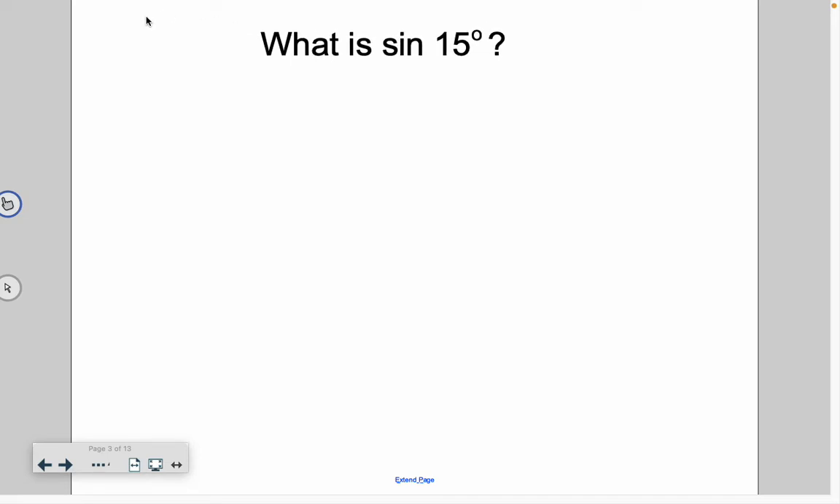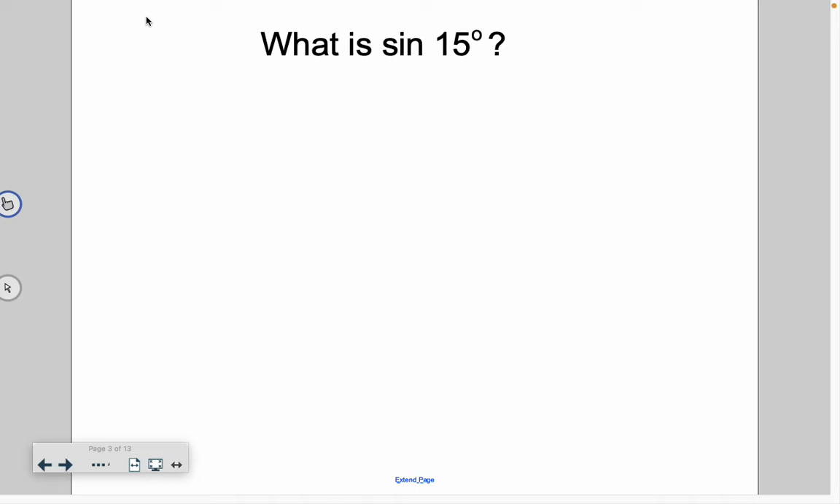What is the sine of 15 degrees? And we're going to get an answer that's going to be an exact value, versus typing it into the calculator and writing down the random decimal. We want to get an exact answer, just like on the unit circle, where you have square root of 2 over 2, square root of 3 over 2. Those are exact answers.